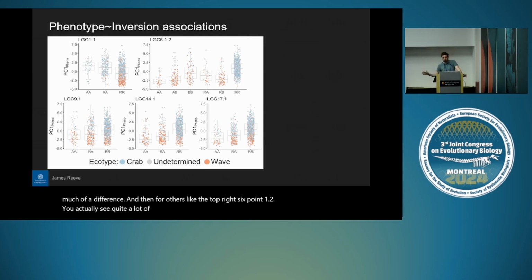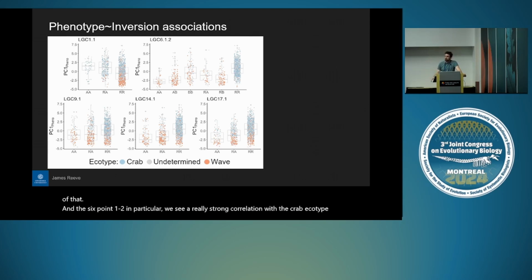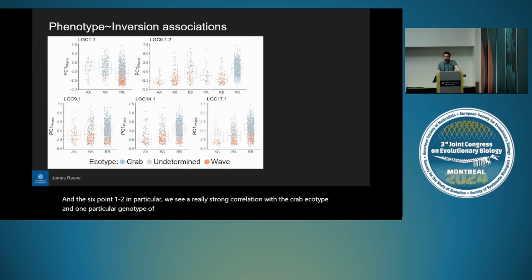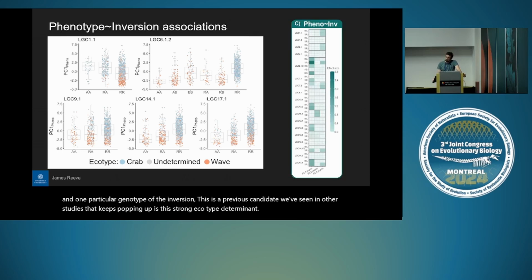And anyone that's curious, there's 6 genotypes because this is a complex inversion. You basically have an inversion and then an inversion on top of that. And for 6.12, in particular, we see a really strong correlation with the crab ecotype and one particular genotype of the inversion. So this is a previous candidate we've seen in other studies, and it keeps popping up as this strong ecotype determinant. But again, when I do the tile plot, you see a lot more out there.